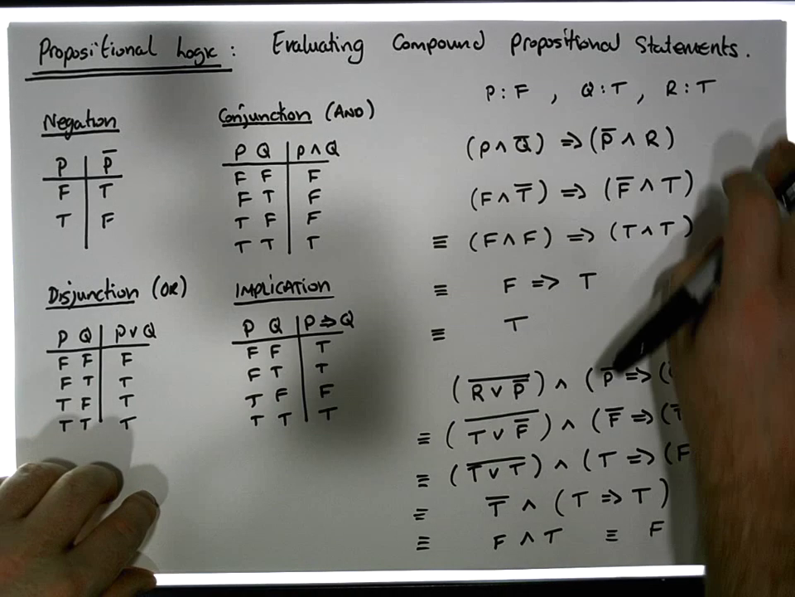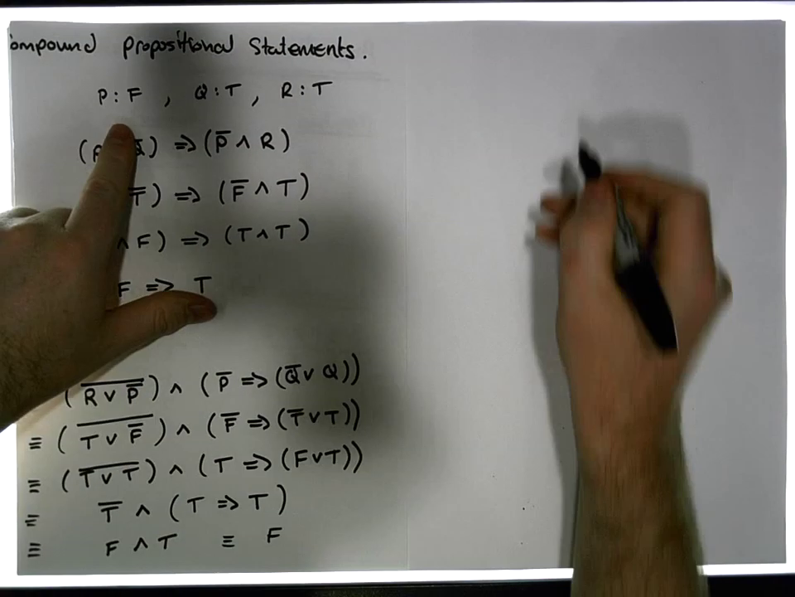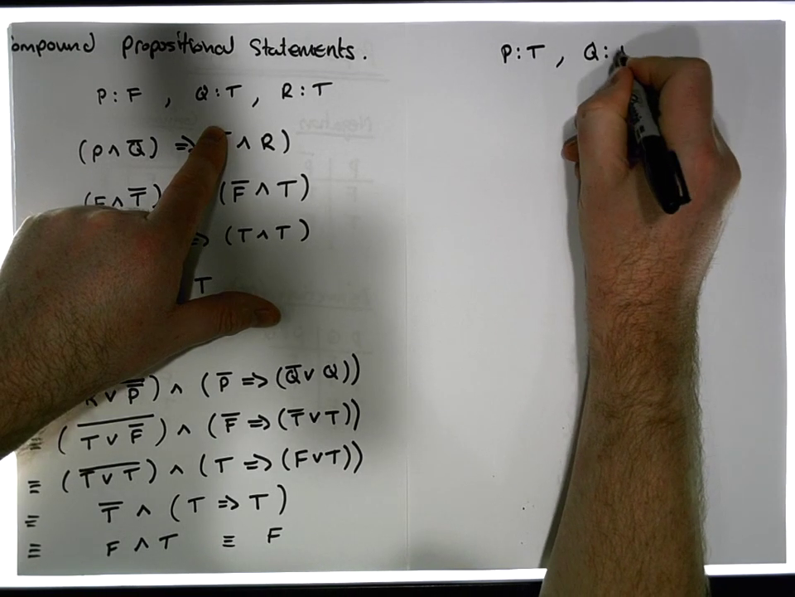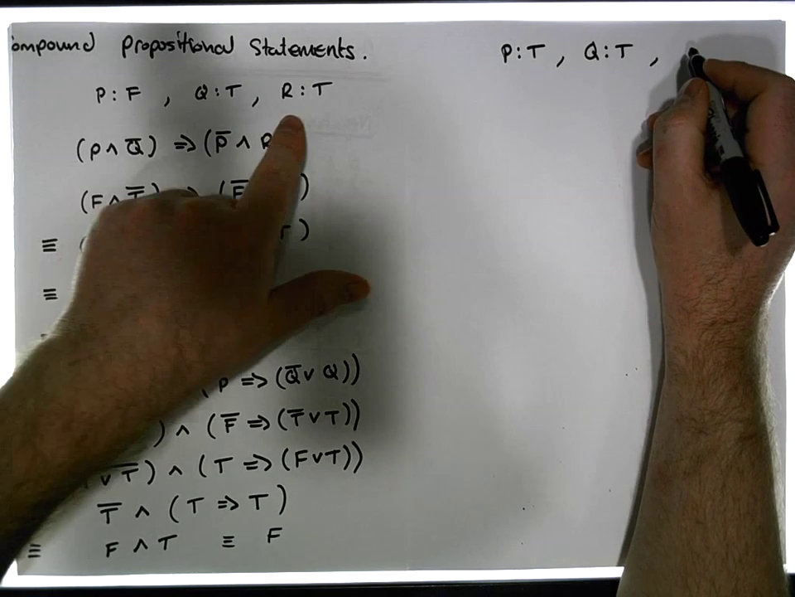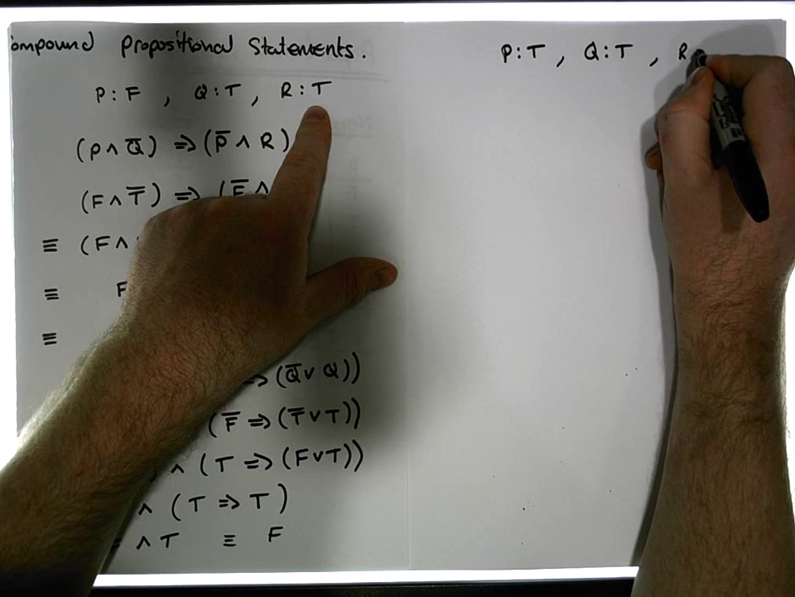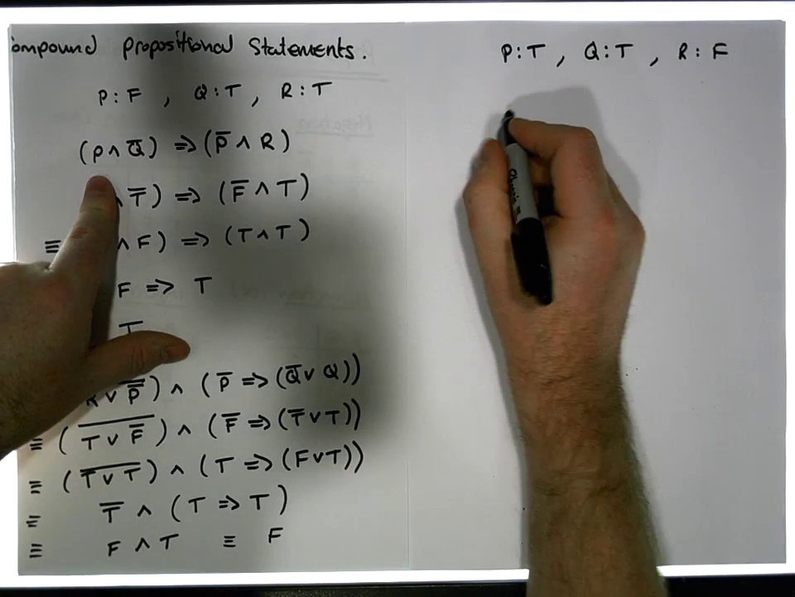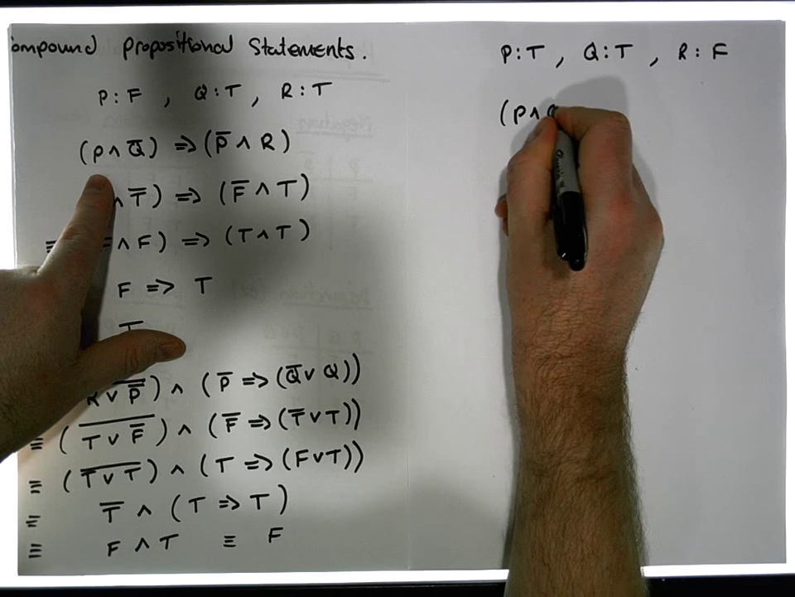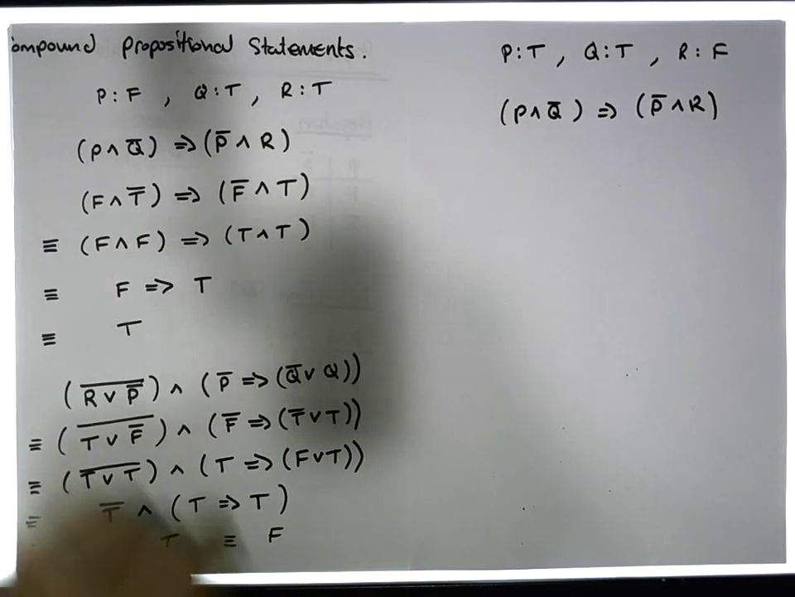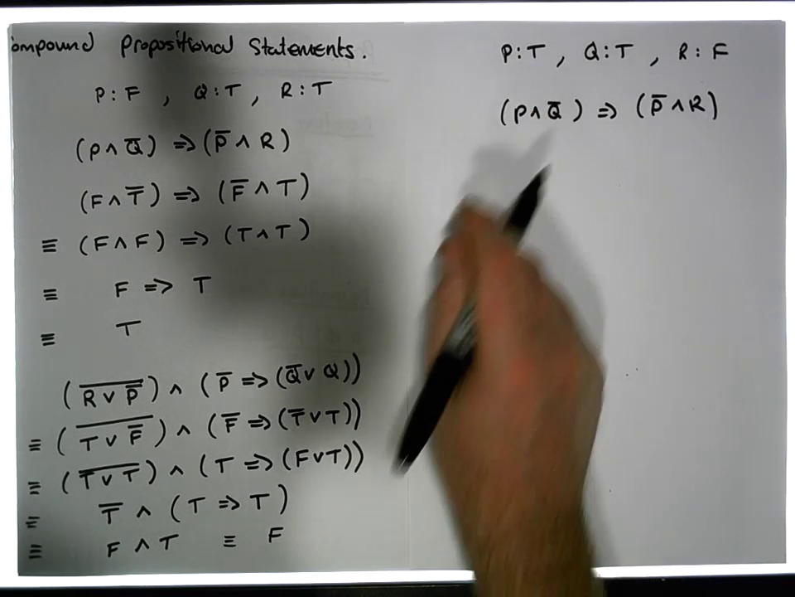So, if we change the truth values, let's say on the first one here, let's say for argument's sake that instead of having P false, we had P is true. Let's say Q remains true, and let's say OR goes to false. The question is, what does this proposition P ANDed with Q bar implies P bar ANDed with OR evaluate to? So do our substitutions.